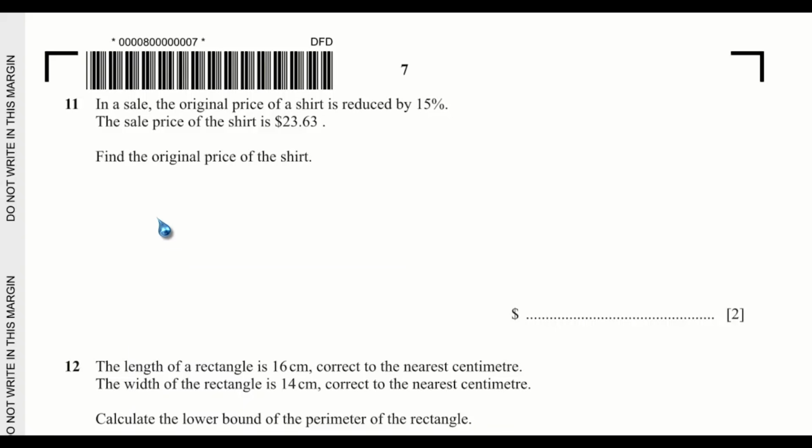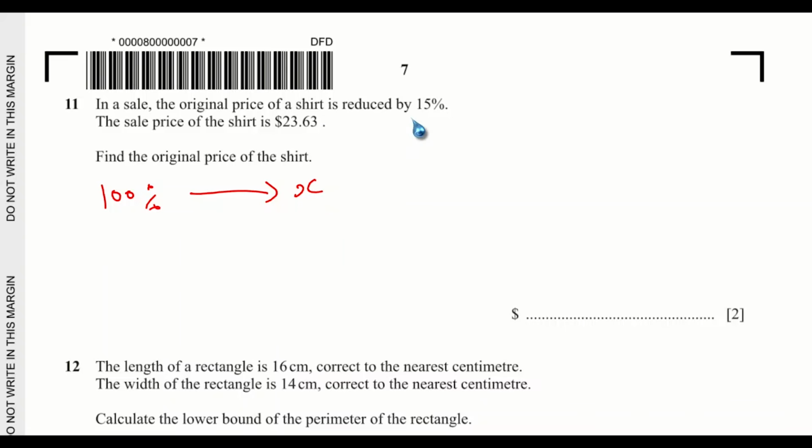In a sale, the original price of a shirt is reduced by 15%. So the sale price of the shirt is $23.63. Find the original price of the shirt. Okay, so the original price of the shirt is at 100%. So that means you can say at 100%, the price of the shirt is, let's say X, which we don't know, let's say X dollars.